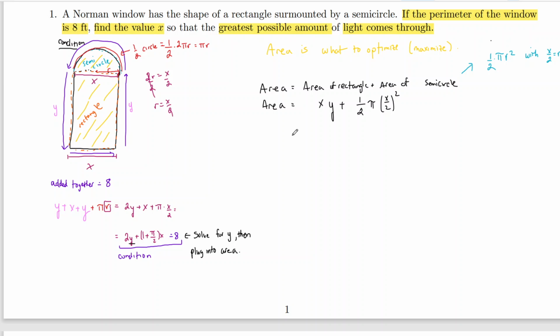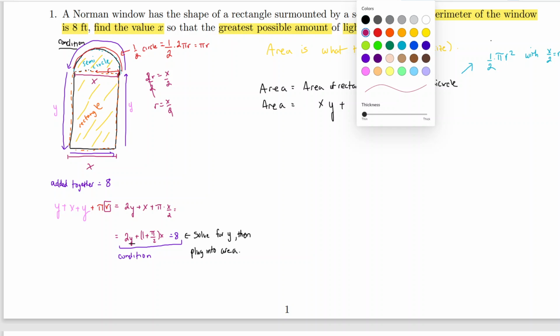And once again, one thing I'll emphasize is that this problem intentionally is a lot messier than if you have just a rectangle or just a semicircle. All right, so let's go ahead and solve this condition equation for y.